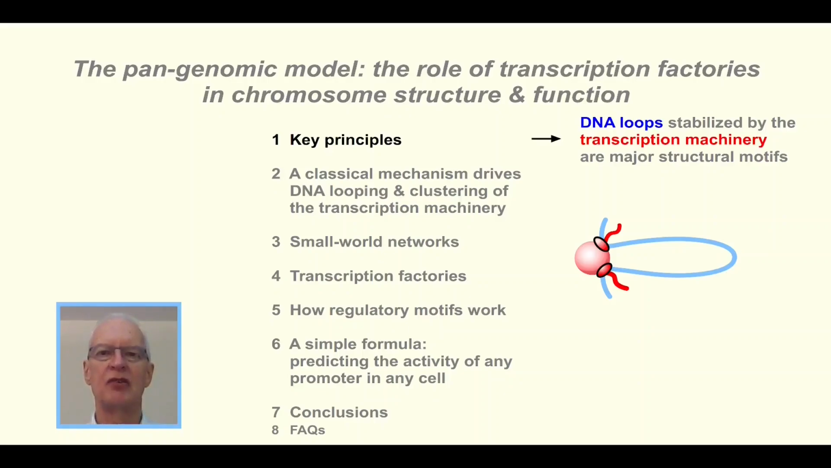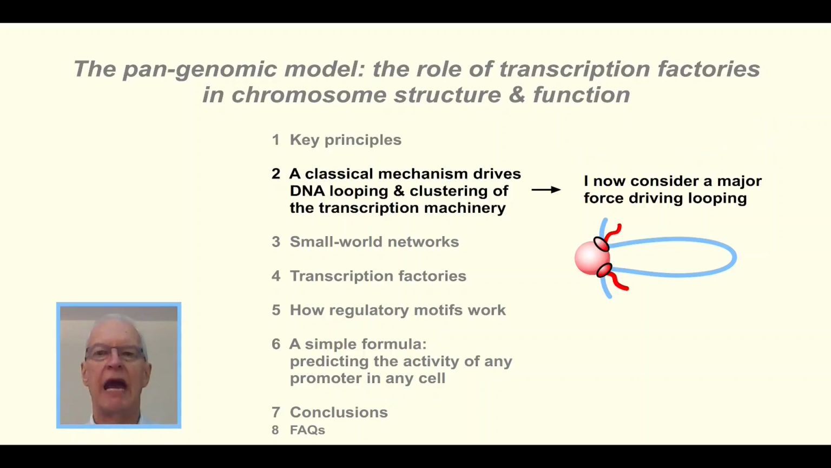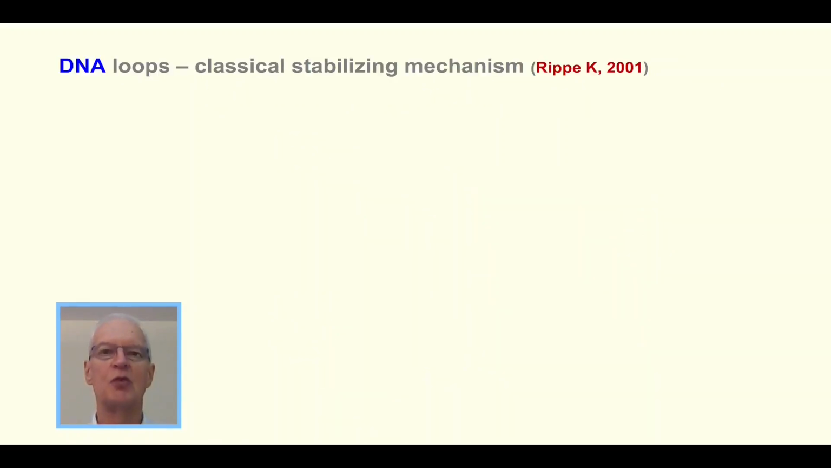In the first section, I showed that DNA loops stabilized by the transcription machinery are major structural motifs. I'm now going to consider a major force driving looping. And for this, we go back to what I will call the classical mechanism.